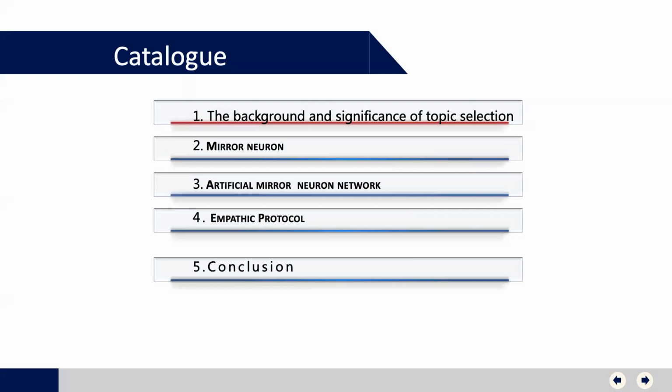To begin with, I will be speaking about the components normally found in our paper: the background and significance of topic selection, mirror neuron, artificial mirror neuron network, and empathetic protocol. I will think of an empathetic protocol to address this issue by introducing an innovative element, mirror neuron, from connection design and neuroscience, to gradually design an artificial mirror neural network in the dialogue system for clear interpretability.